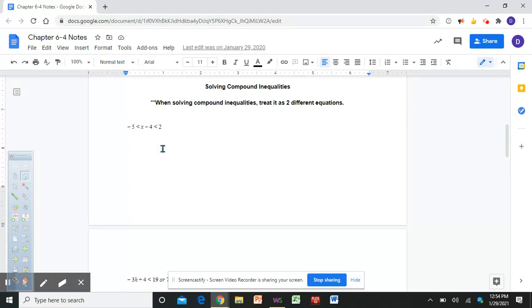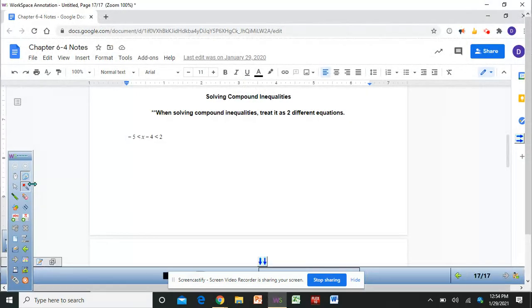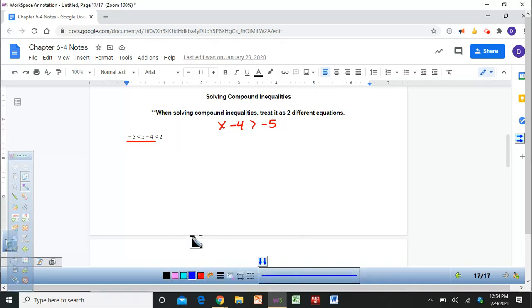Now, when it comes to solving them, we're going to treat them like two separate equations, and then we're going to graph our answers. So what this means is I have an equation right here, kind of like how I showed on the last one. x minus 4 is greater than -5. And then in blue, if we look at it, we have x minus 4 is less than 2. So I'm just going to solve these now, two separate equations.